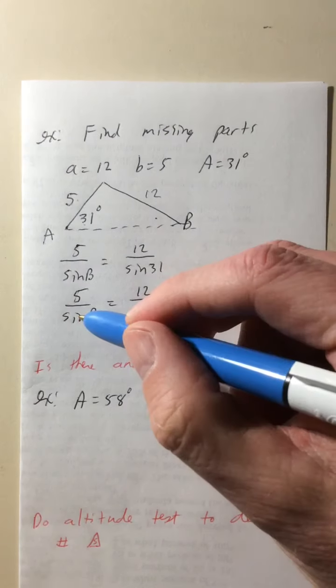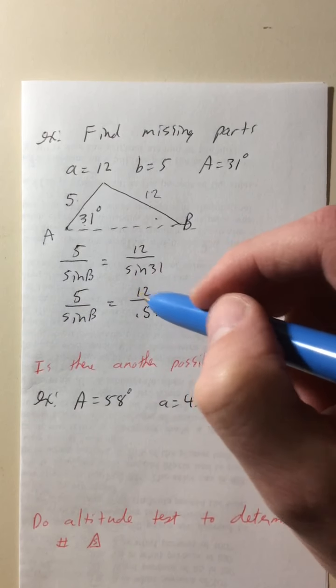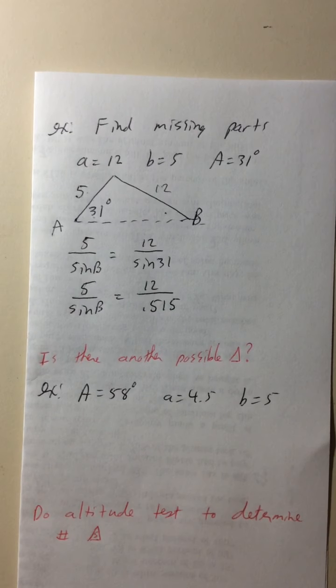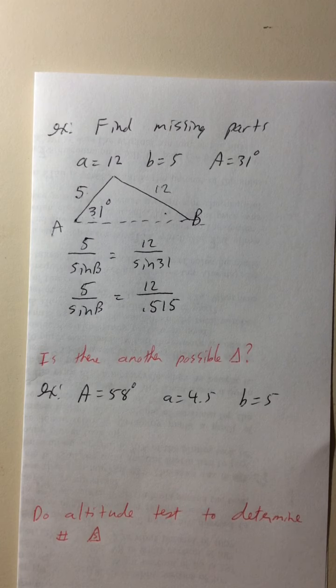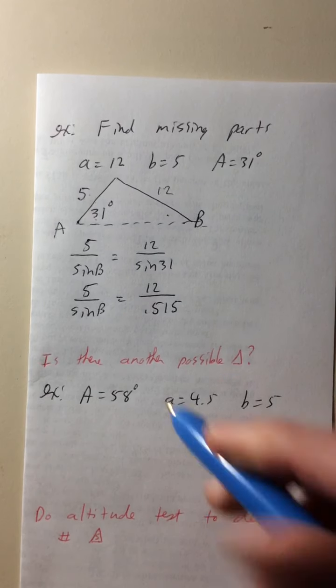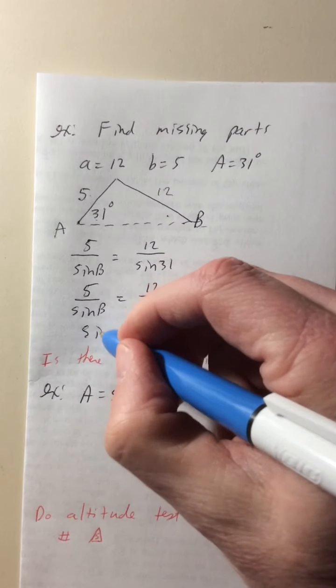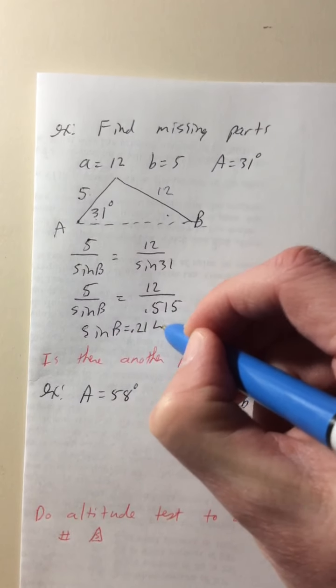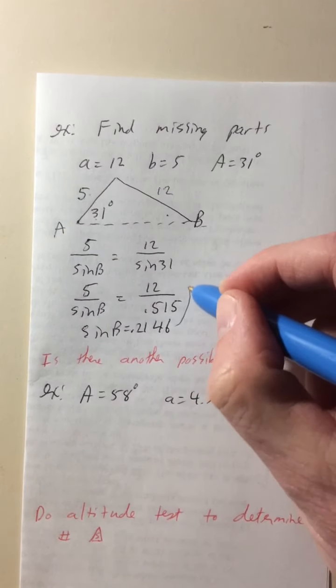So if we want to find this, we're going to cross multiply and divide. So we're going to do 5 times that divided by that. So times 5 equals, divided by 12 equals, and we find out that the sine of B is 0.2146. Well, finding out the sine of B isn't very helpful.